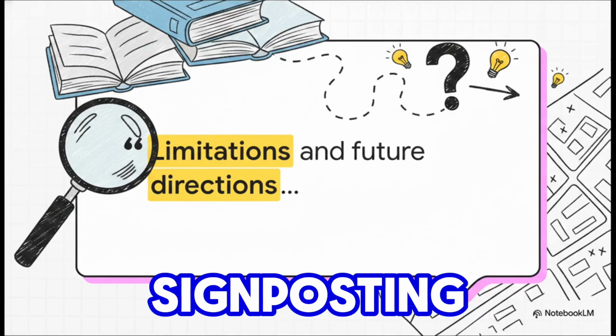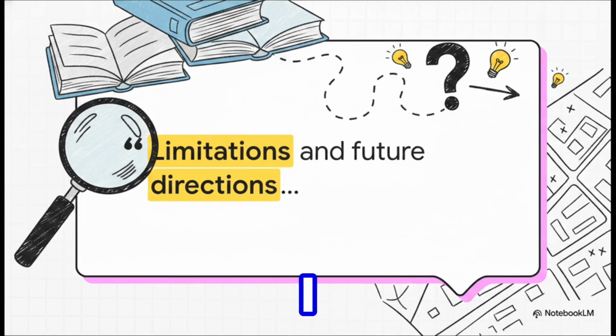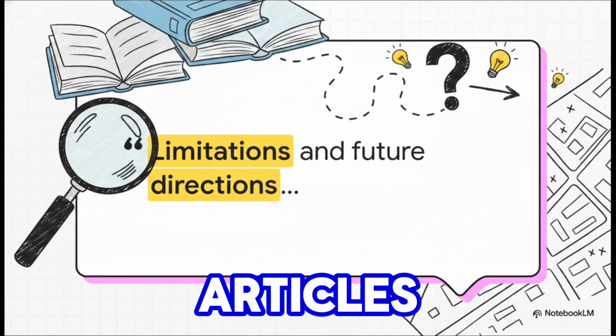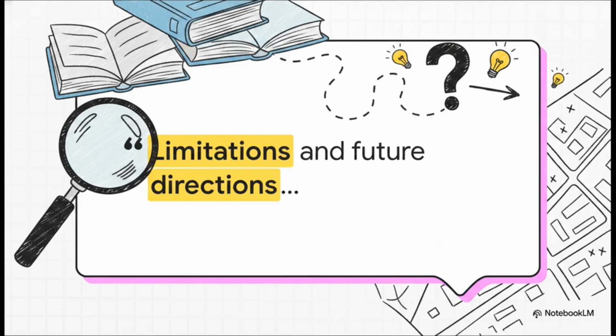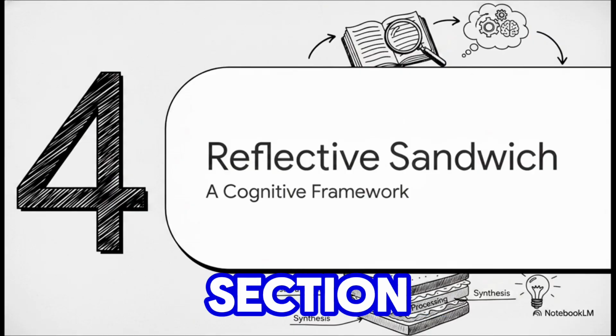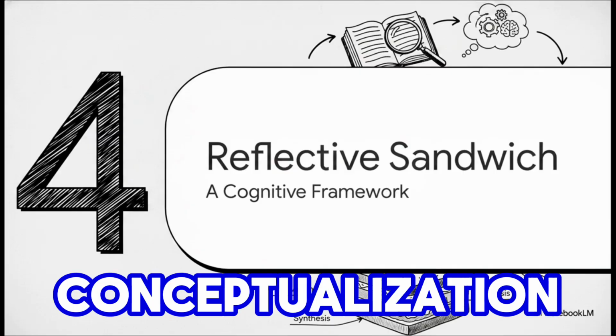They're actively signposting the exact edge of current knowledge. By mining out the FRIN sections of your 5 to 10 recent articles, your research gap will honestly often present itself on a silver platter. All right, let's transition to Section 4, the reflective sandwich method. We're going to see how we build this whole thing into an advanced conceptualization.